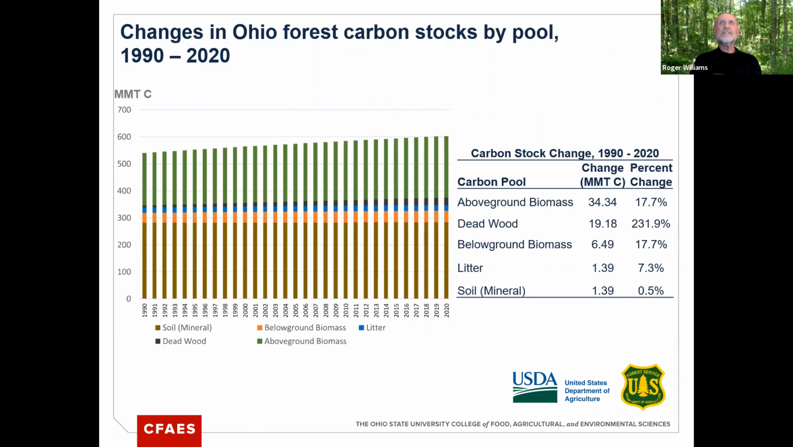Now that's a little interesting when we look at where the greatest gains in the carbon stock pools occurred. While in absolute amount, looking at a gain from 1990 to 2020 in the deadwood component of a little over 19 million metric tons of carbon, that still represented almost a 232% change from 1990 to 2020, right? So it's indicating that obviously the amount of deadwood accumulation was high during this period of time.